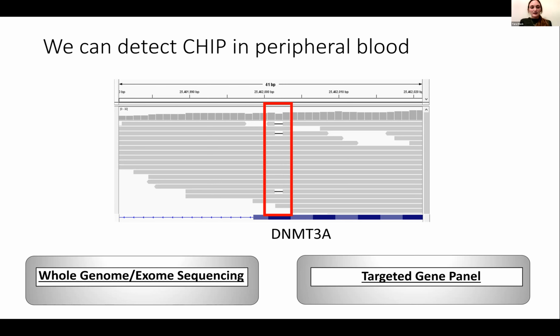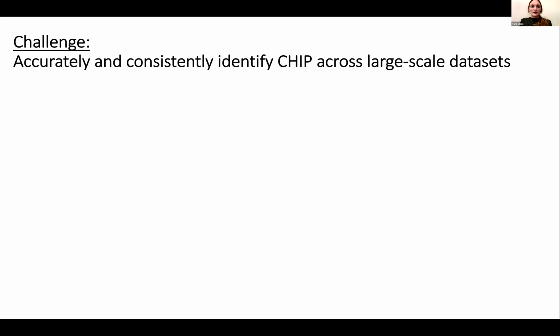And it's something that is really important because these are really large cohorts that we're able to study CHIP in, but we also need to make sure that we're actually calling CHIP accurately. And it's something that we can do consistently across cohorts. And so the effort I'm going to be talking about today is our work to accurately and consistently identify CHIP across large scale cohorts.